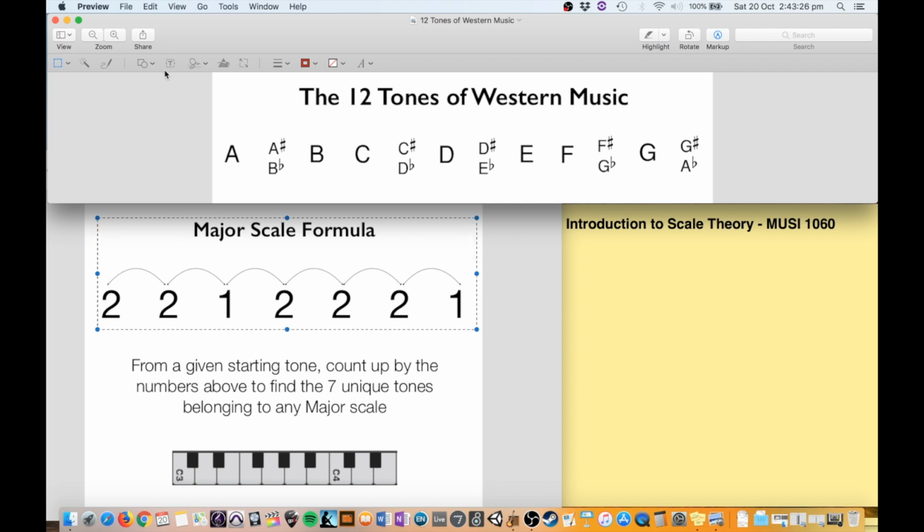So if we come back up here to demonstrate, I'll get out a shape tool. And if we put a little circle around our starting note of A, we can start to count up the rest of the tones in intervals specified by this major scale formula to find the notes for A major.